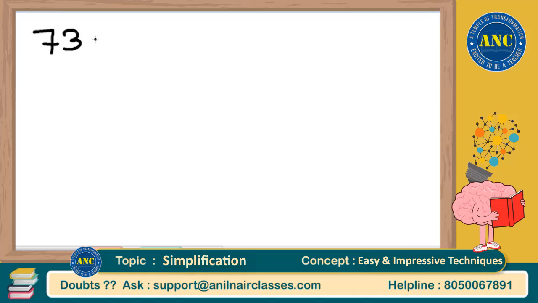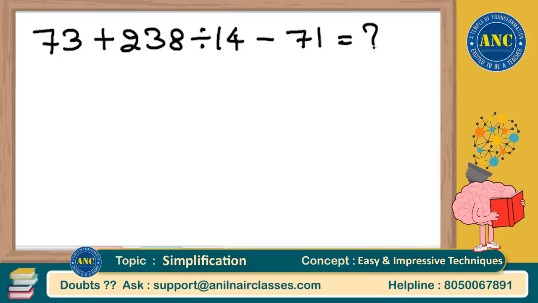Question: 73 plus 238 divided by 14 minus 71 is equal to what? Now see here, sir. Try to do it then and there itself instead of writing step by step every time.